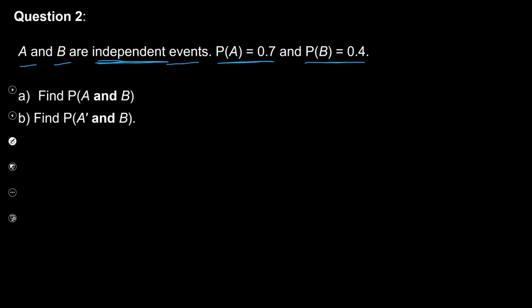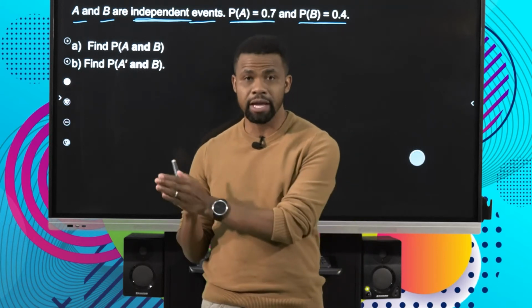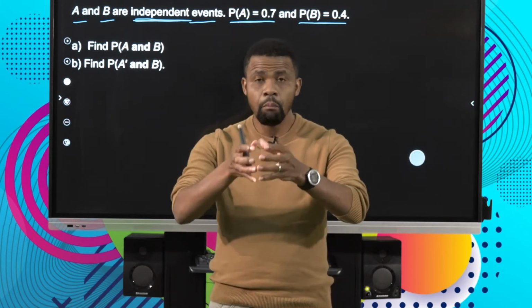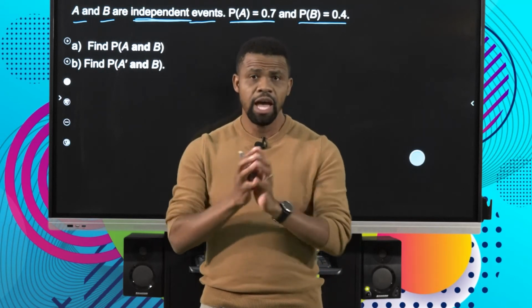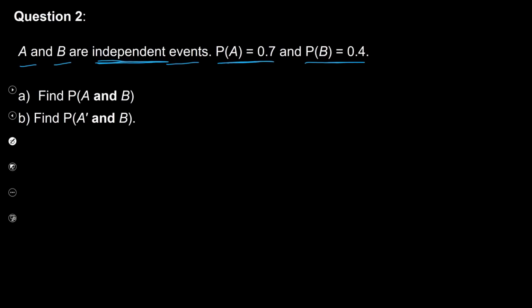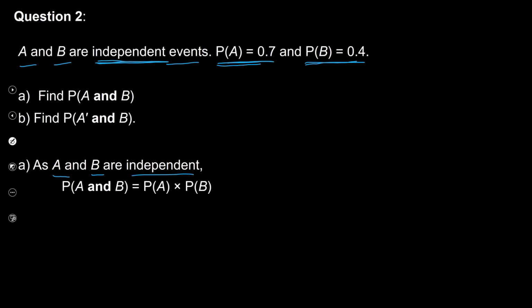Are we all together? So what does independent mean? What we know is that if events A and B are independent, then the probability of A and B occurring is the probability of A multiplied by the probability of B. And if you look at this question, we're given the probability of A and the probability of B. Are we all together? So that's what we can do. As A and B are independent, the probability of A and B is the probability of A times the probability of B.